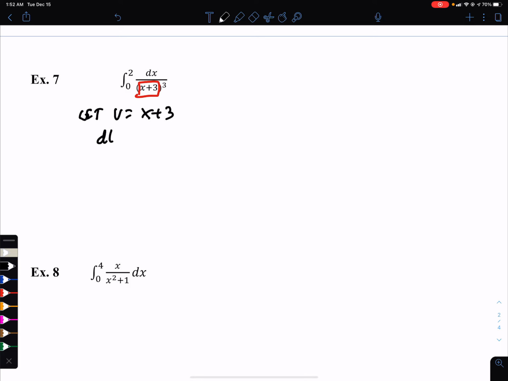And then let's find du. That's just going to be 1 dx. So this one actually works out nicely because that dx is equal to du, and that x plus 3 is equal to u. So I can just plug that in, du on top and u cubed on the bottom. But here is the important part, that you have to not make this mistake. It's a common mistake people make.